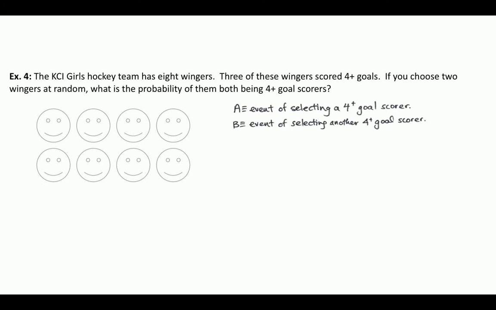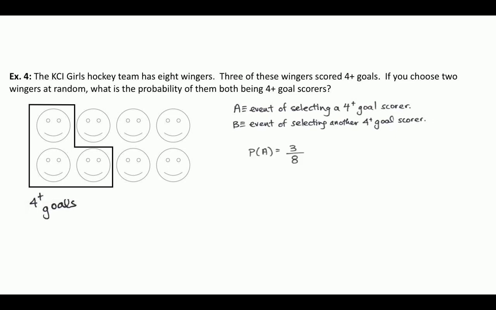Well, we're not going to choose a winger and then put her back in the lineup, because basically what we're looking at is that 3 of these girls, these 3 right here, are the 4+ goal scorers. So what we can say is, we know that the probability initially of selecting the first is 3 in 8. There's 8 wingers. 3 of them have scored more than 4 goals. So the probability of selecting, first of all, a 4+ goal scorer is only 3 in 8.